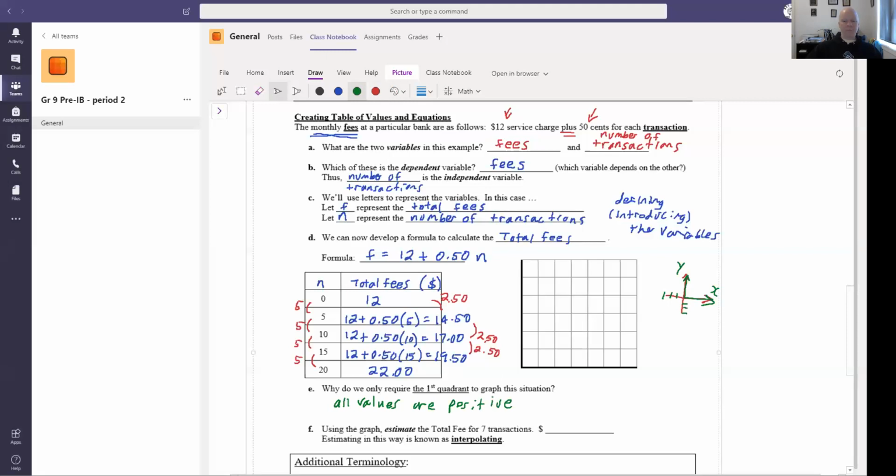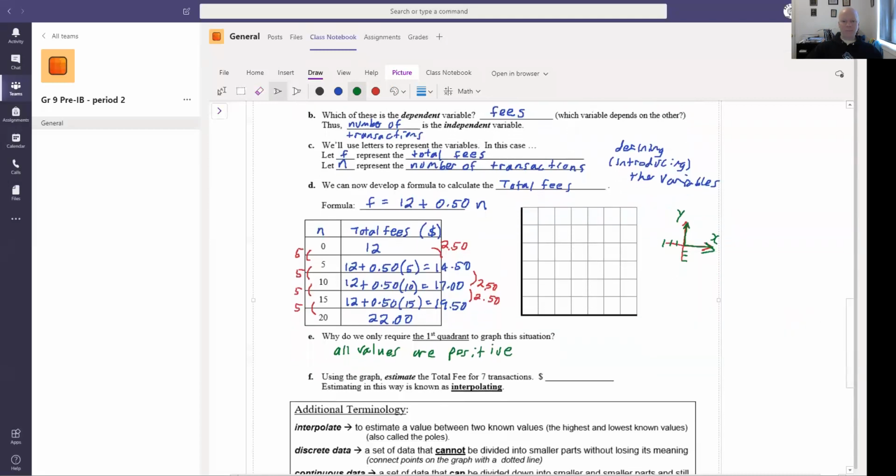Okay. And then using the graph, estimate the total fee for 7 transactions. So here's the thing. I'm thinking of running out of time here with this video, but I'm going to ask you to graph this, to plot the scatter plot yourself. Include a title, include the labels for each of the axes, put in your scale appropriately. I'll do the hard part for you and just make sure that we're on the right track here for the scale for the vertical axis.